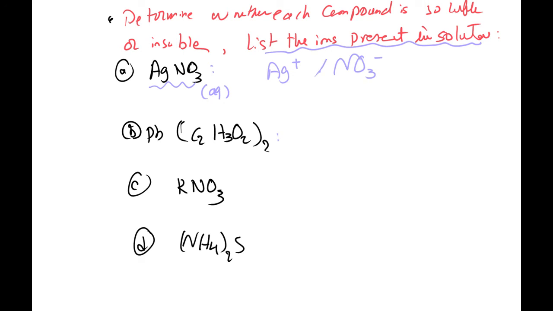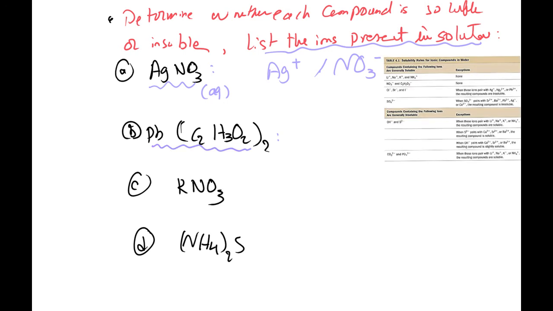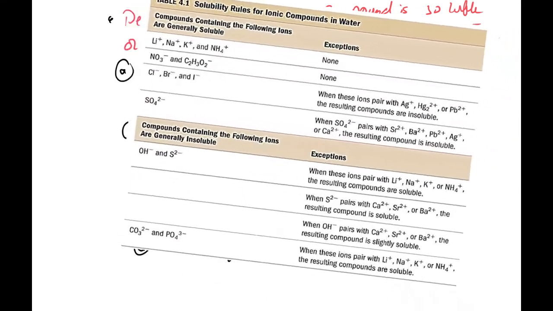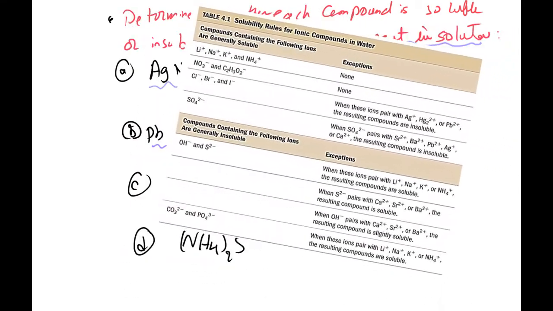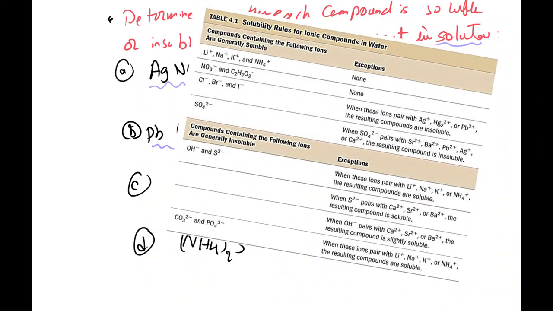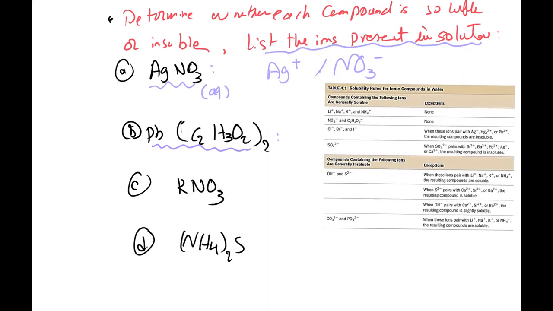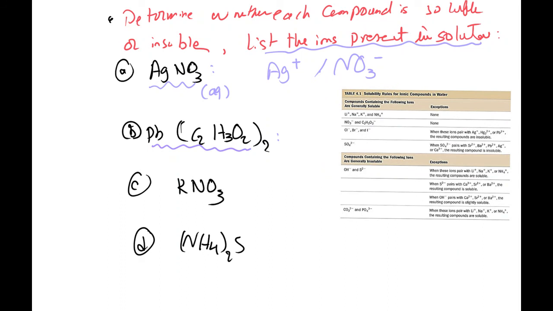Lead acetate. What are the ions present in solution? First, it's acetate of lead. Let's go to the solubility table first. Here is the solubility table. Okay, the question is lead acetate. Here is the acetate. Acetate salt is soluble and no exception. So lead acetate is a soluble salt. And if it's a soluble salt, it will make ions. So the ions will be lead ions and acetate ions.